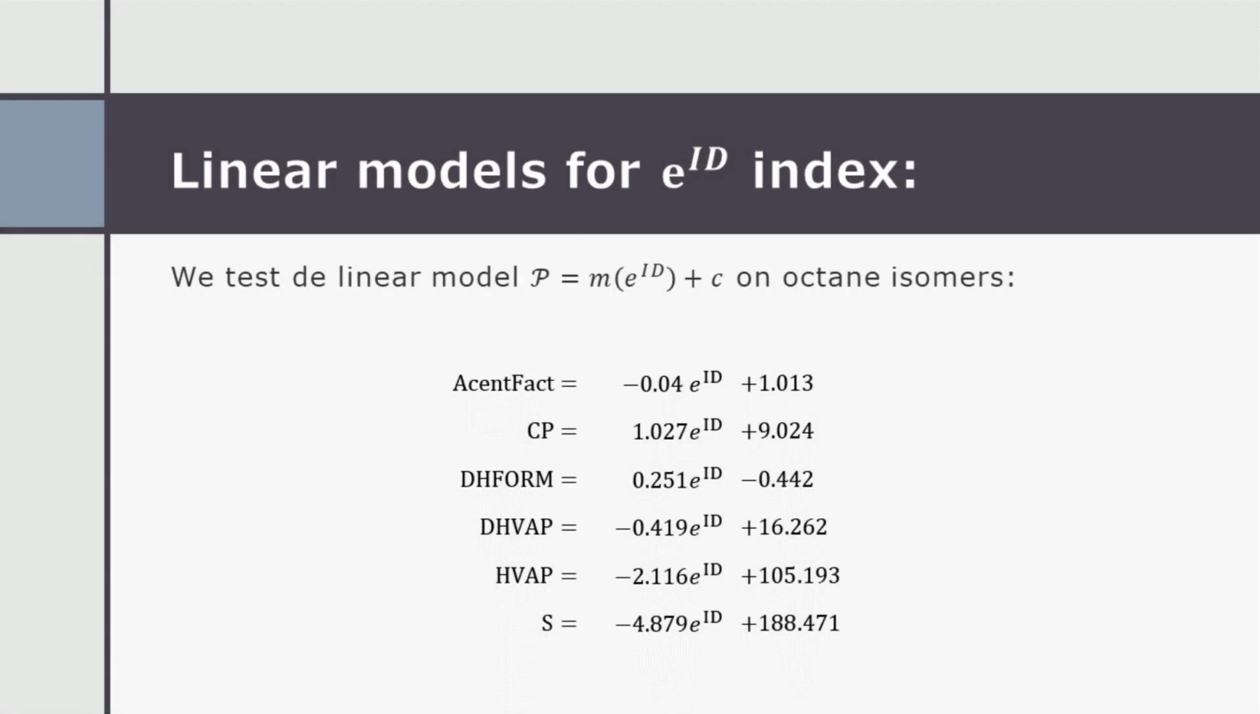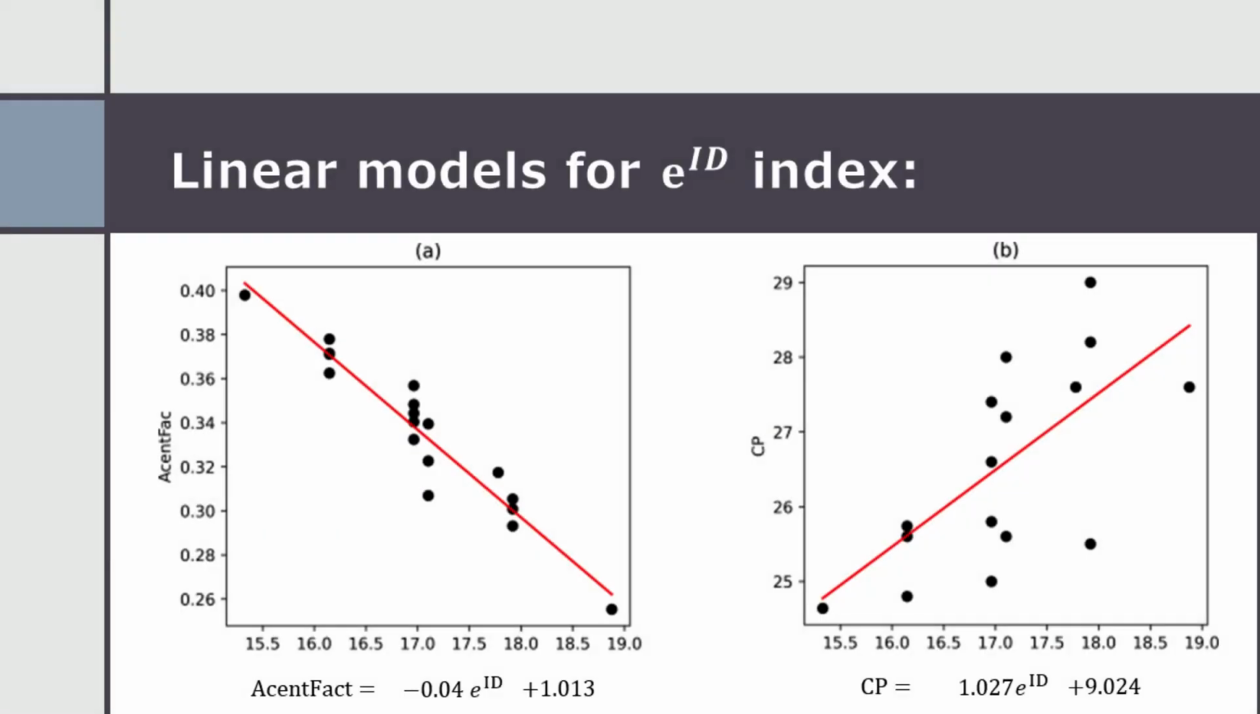Continuing, the same study was carried out for the exponential extension of the ID index, considering the same properties. And these linear models were obtained. Here we can see again the experimental values of the properties and the values obtained with the models in each case.